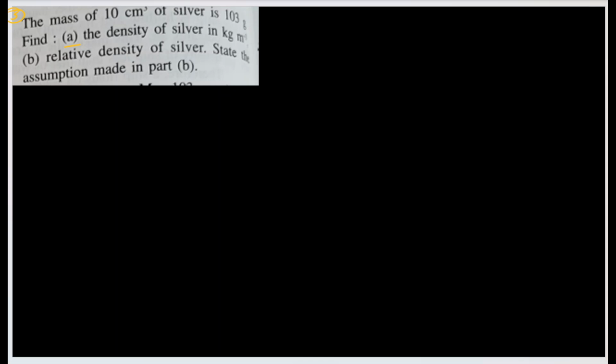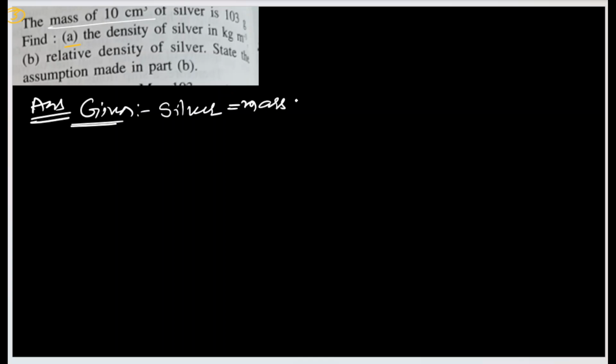So basically don't get confused. First try to understand the given values, that means given conditions. What are the given conditions? The mass of 10 centimeter cube of silver. So first we need to write silver, and the volume is 10 centimeter cube. And indirectly they have mentioned here 103 gram.